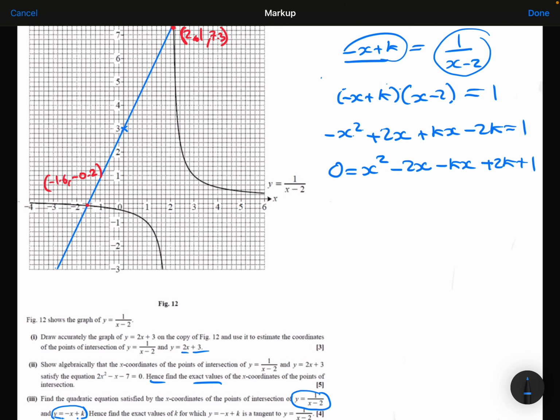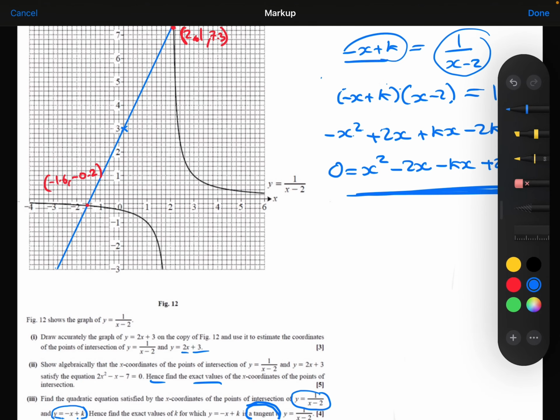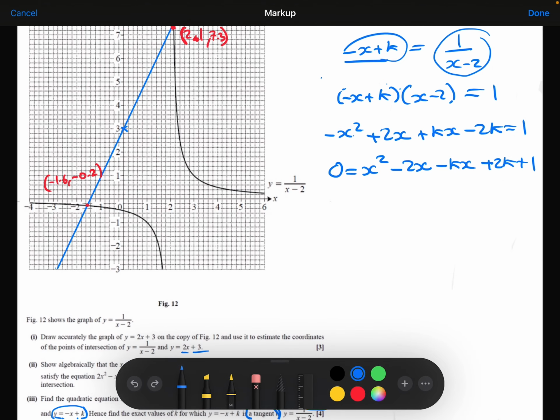I need to find the exact values of k for which the straight line is the tangent. So that means that they would intersect in one place if it's a tangent, which means that this quadratic equation would have one single, so repeated solution, which means that its discriminant would have to equal 0. Now I can see that my a is 1. I can't see what my b term is at the moment though, because I've got 2 x's here.